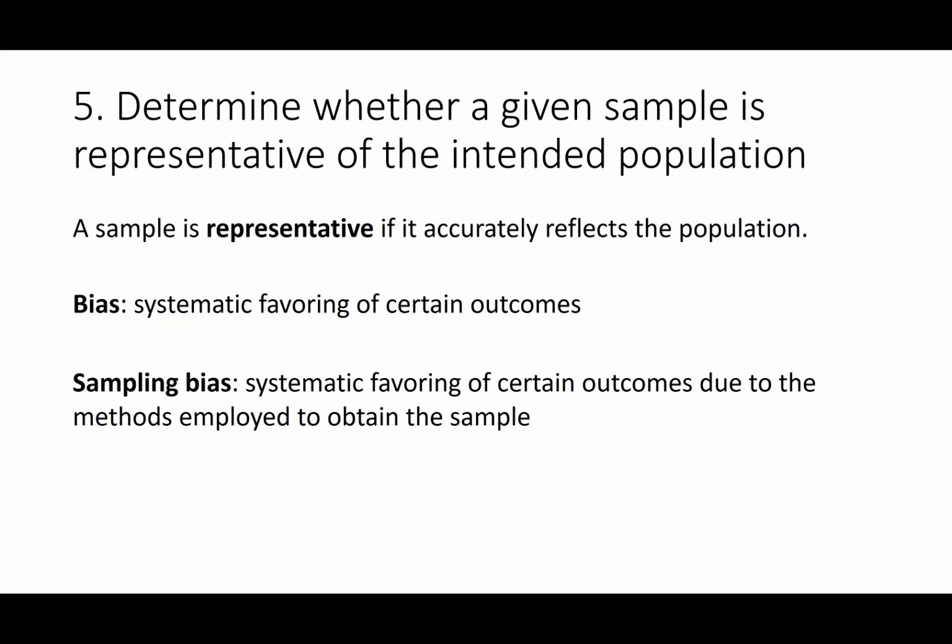We can avoid sampling bias by using probability-based sampling methods. There are many different probability-based sampling methods. We're only going to cover one probability-based method in this course, and that is simple random sampling. Our sixth learning objective is to identify simple random sampling and convenient sampling methods.